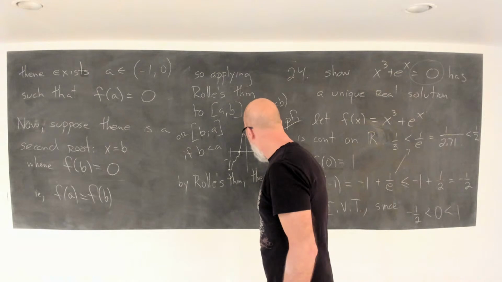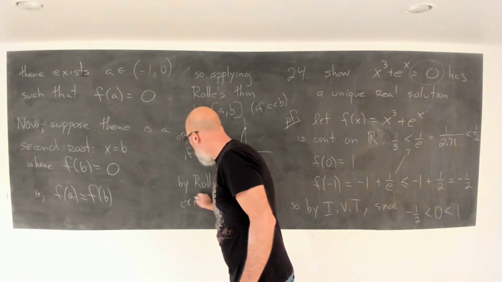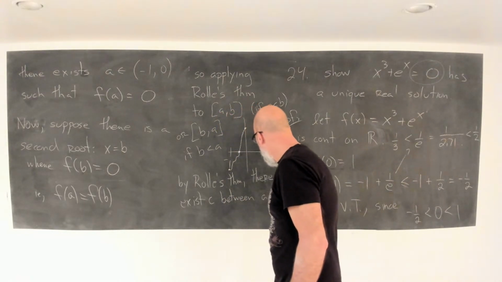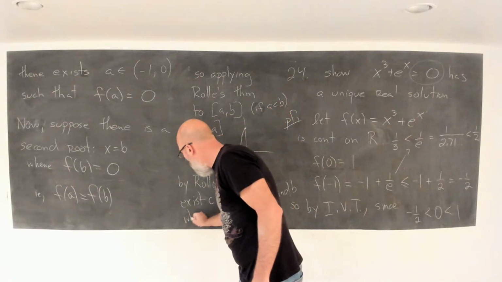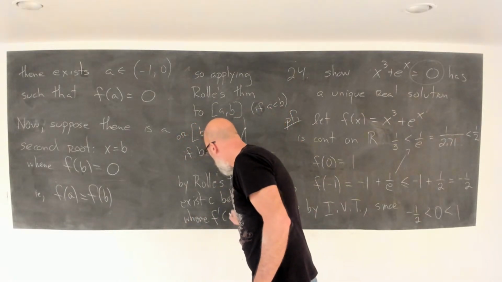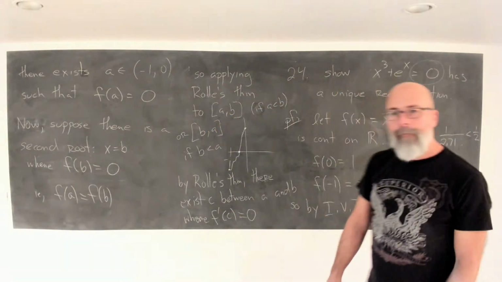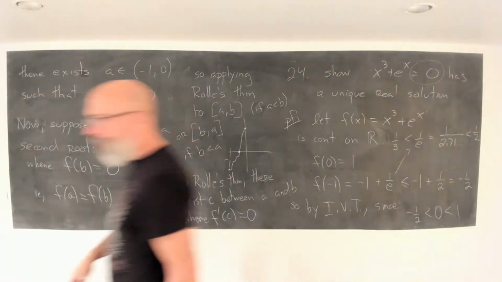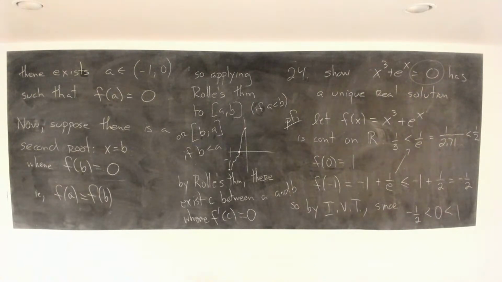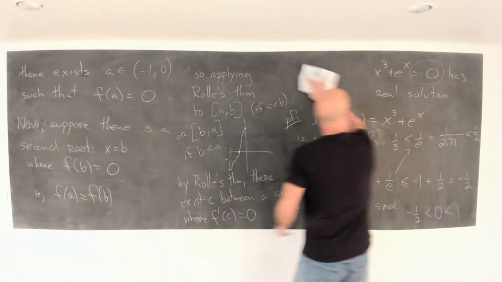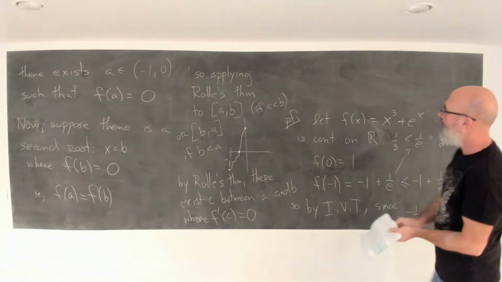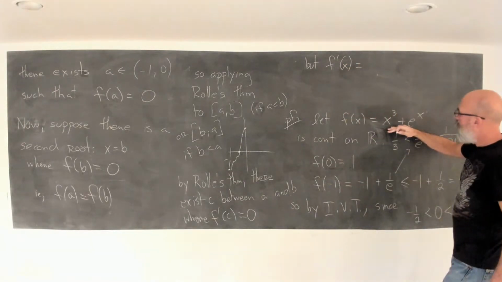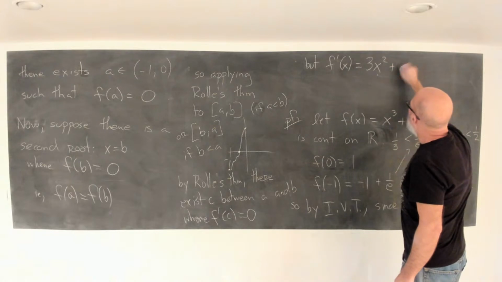And by Rolle's theorem, there exists a C between A and B where the derivative is 0. But what is the derivative? The derivative is 3x squared plus e to the x.